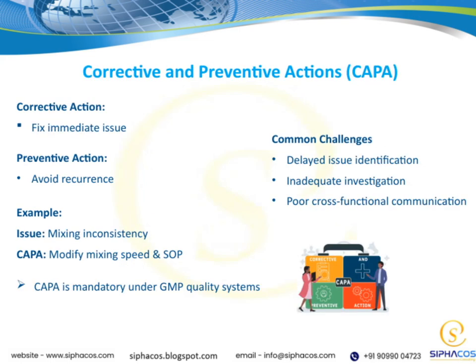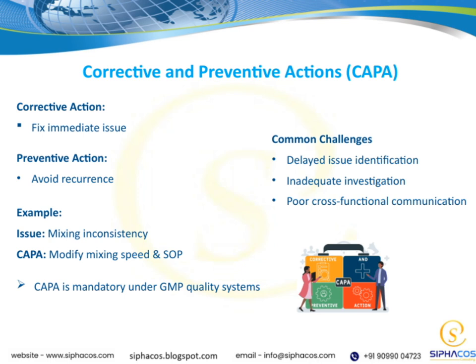Let's talk about some common challenges we often face in quality management. One major issue is delayed identification of problems, which can really impact the overall process. When issues aren't spotted early, they tend to escalate and become harder to resolve.